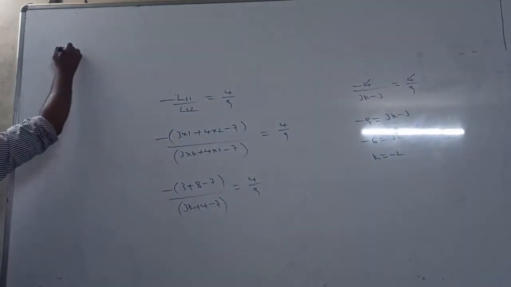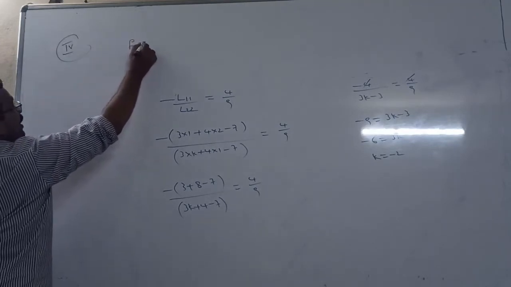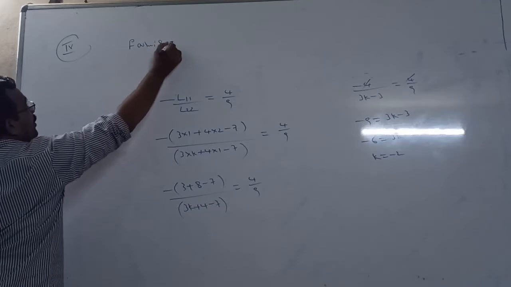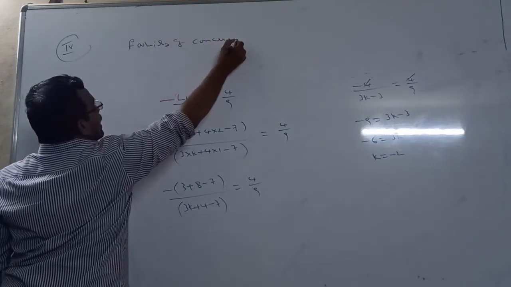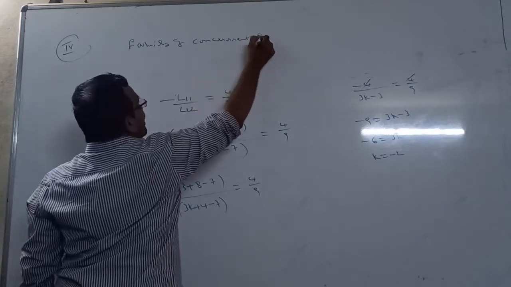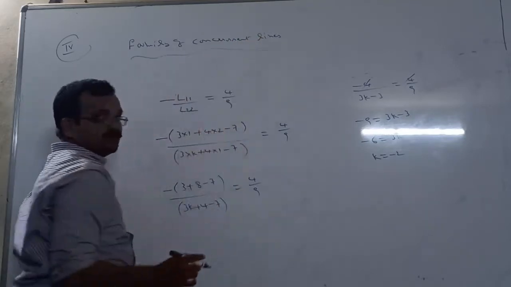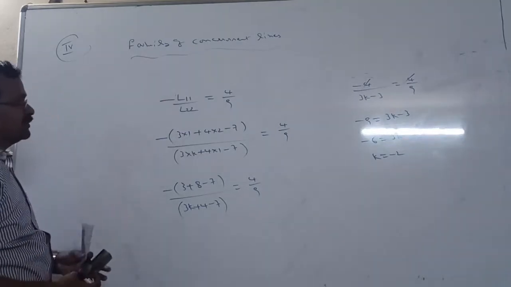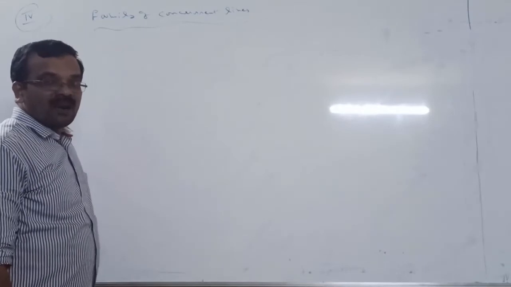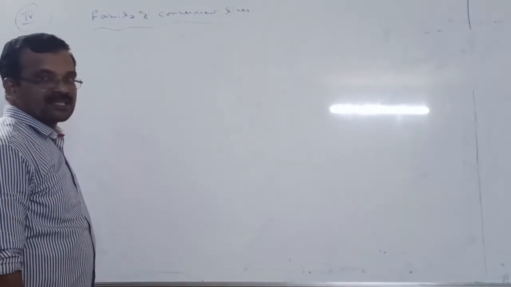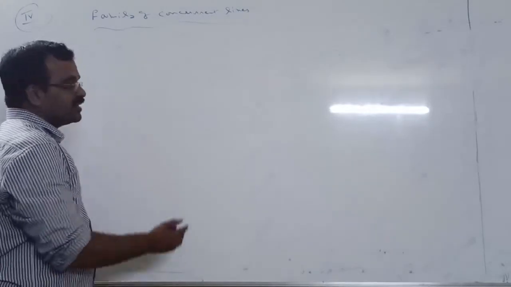Next, I discuss one more concept, that is family of concurrent lines. The next concept is family of concurrent lines. What is the meaning of concurrent lines?